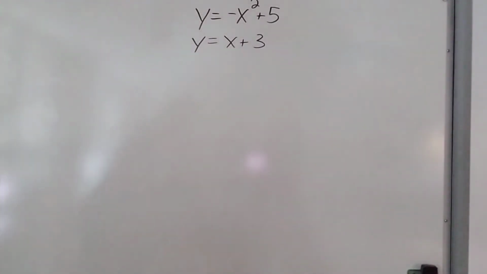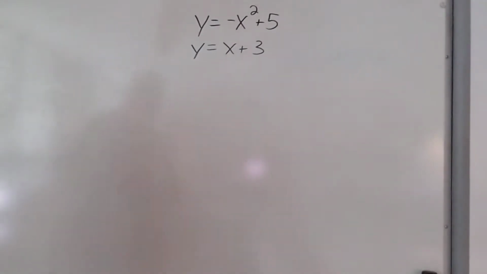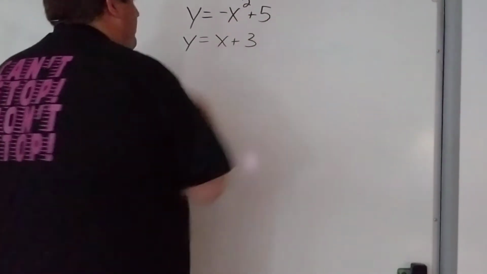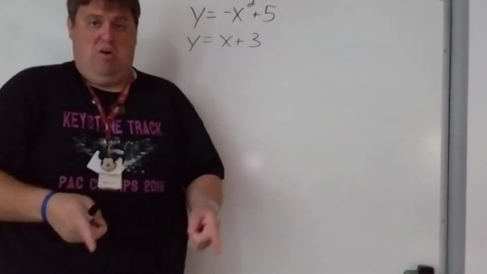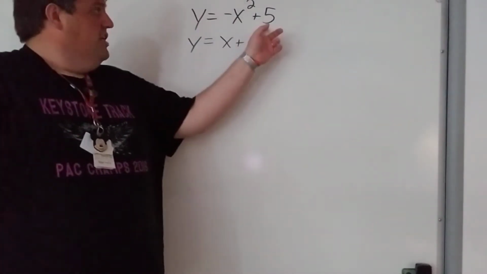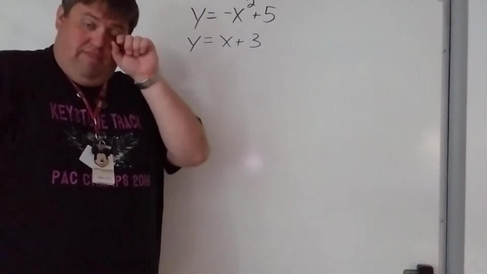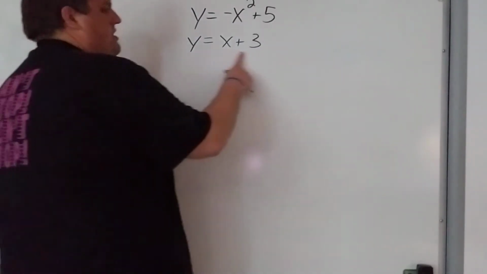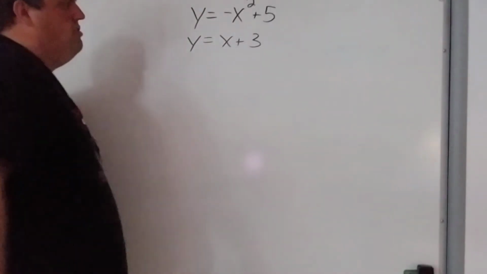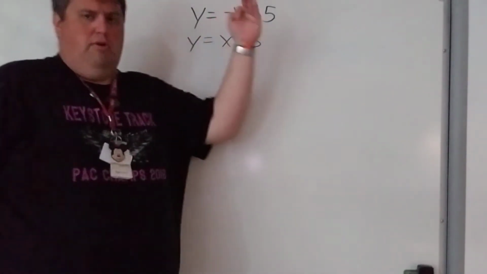Now notice that one of these is obviously quadratic, because we have this x squared here. We know what this looks like. It's a parabola. It opens down. Looks like the y-intercept's at 5. We could find the vertex if we wanted to. And we know what this looks like. This is a straight line, right? It starts at 3 on the y-axis, goes up 1 over 1, up 1 over 1.